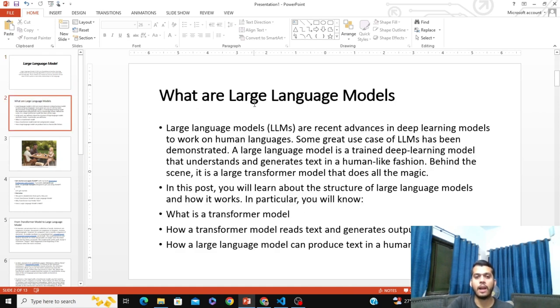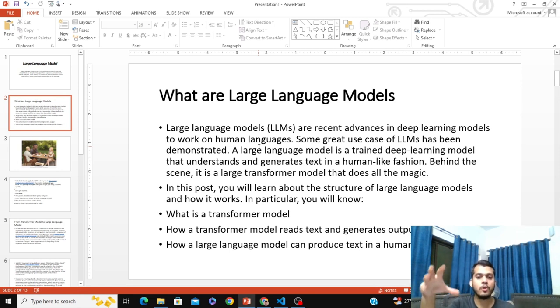What are large language models? Large language models, LLMs, are advanced deep learning models that work on human language. Some great uses of LLMs have been demonstrated. A large language model is a trained deep learning model that understands and generates text in a human-like fashion. Behind the scenes, it is a large transformer model that does all the magic.